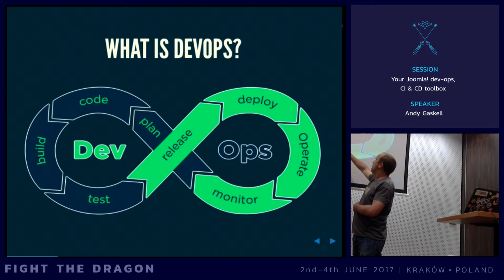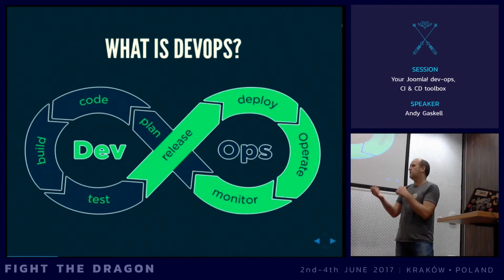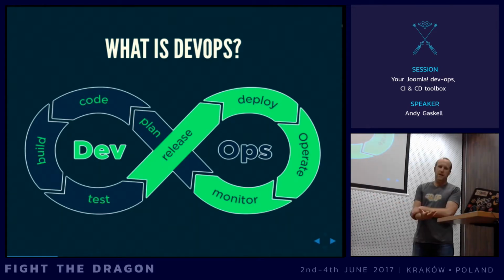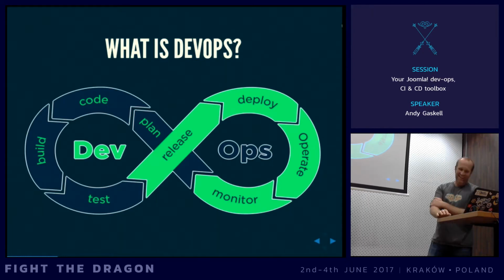Where continuous integration and continuous deployment come in, it's really about doing this cycle not as quick as possible, but as often as possible, I suppose. And to do that, you've got to automate as much as you can. Yeah, automate everything, maybe.